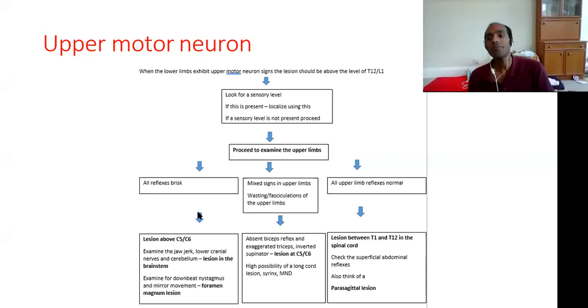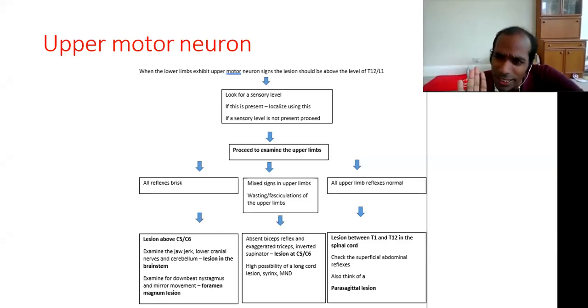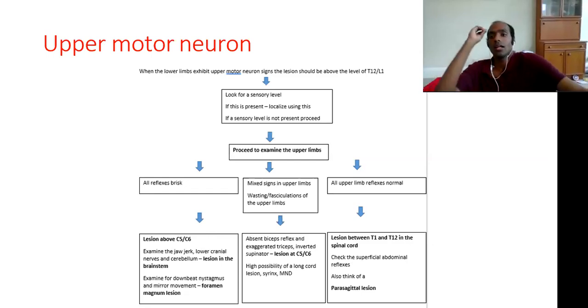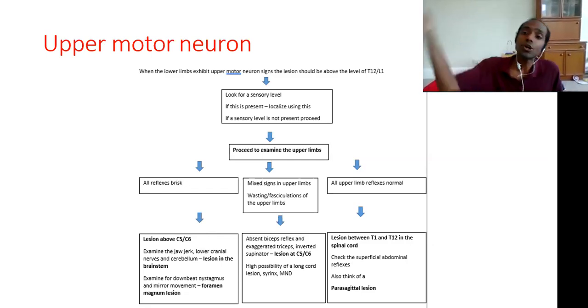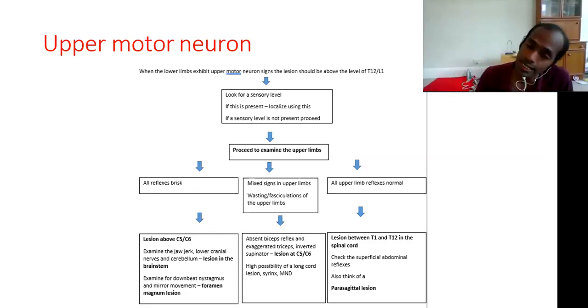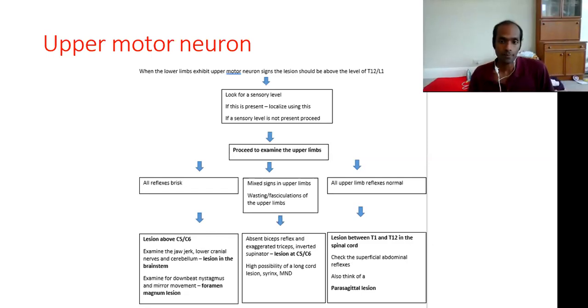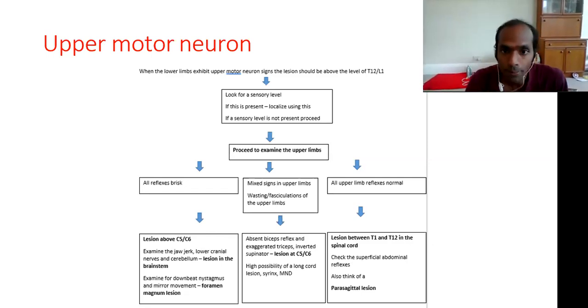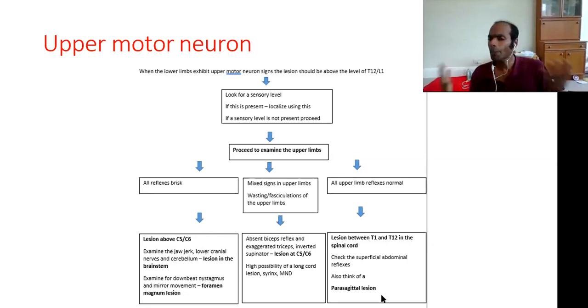So if you have lower limb reflexes brisk and no sensory level, if there is a sensory level, there is nothing to worry about in this story. But if there is no sensory level, then we need to use this method, motor localization. So to recap, you do the upper limb reflexes, and if all are normal, you know the lesion has to be between T1 and T12. That's all for now. I'll teach a bit more about that in the end.